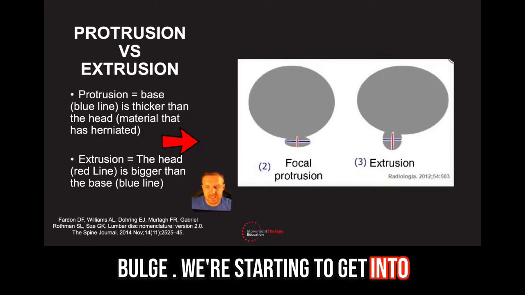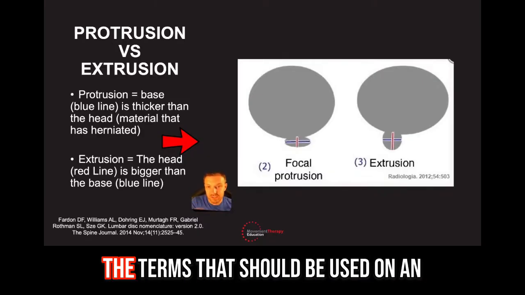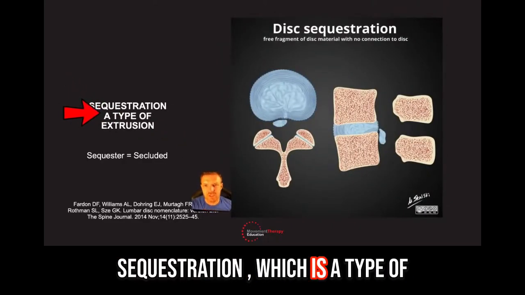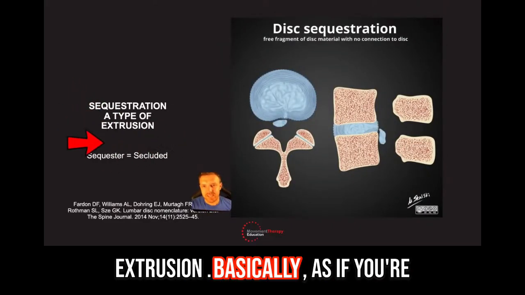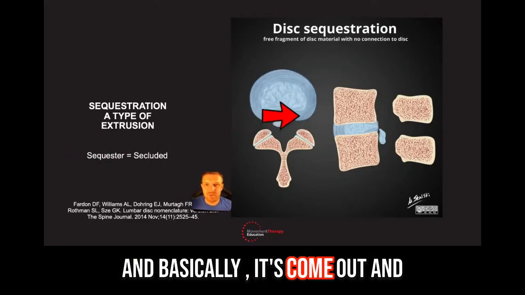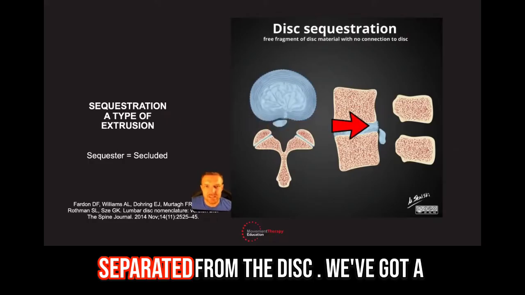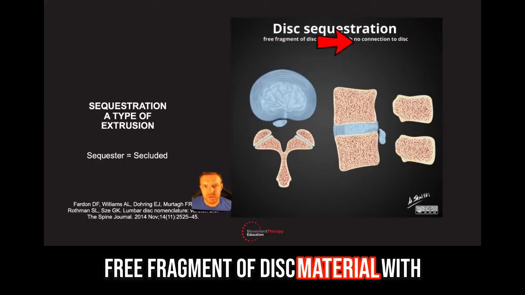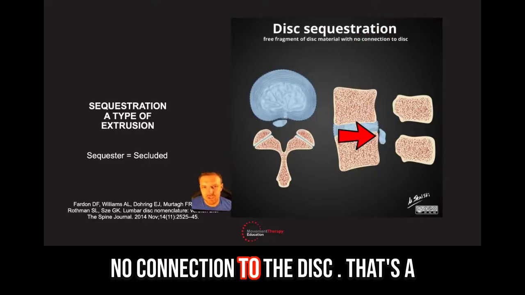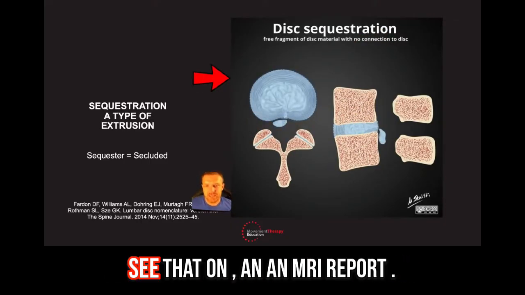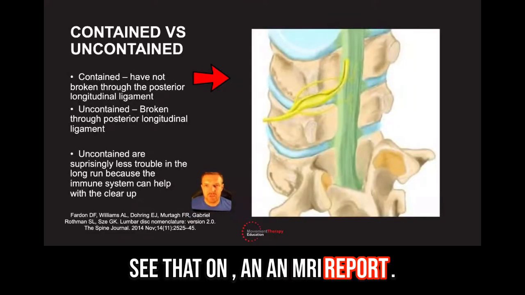But we're starting to get into the kind of finite details. So these are the terms that should be used on an MRI. Now, sometimes you can get a sequestration, which is a type of extrusion. Basically, as if you're sequestered, then you're secluded, and it's come out and separated from the disc. We've got a free fragment of disc material with no connection to the disc. That's a sequestration. And again, you may see that on an MRI report.